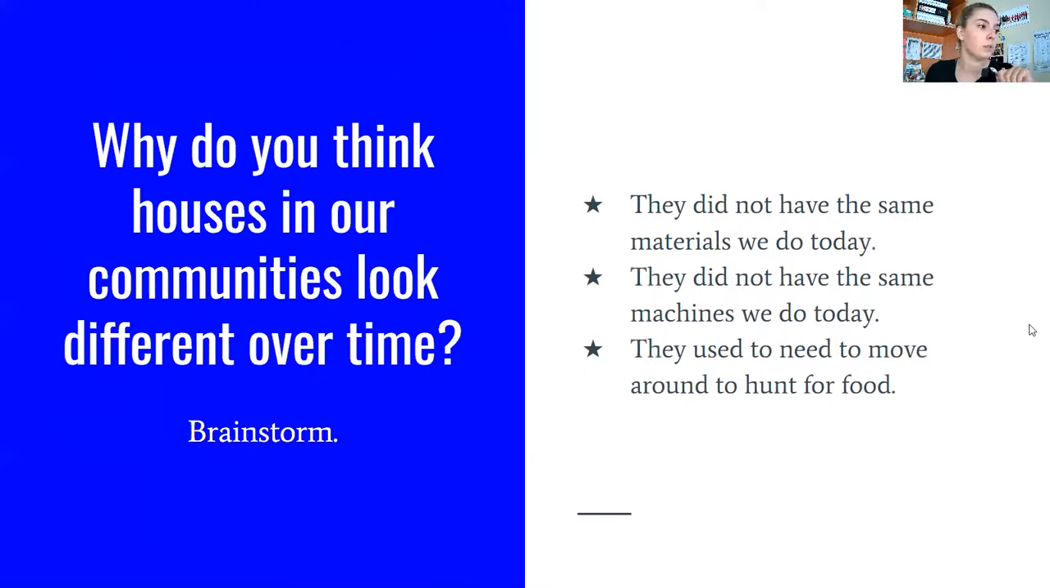They also used to need to move their homes around to hunt for food. Now when we need food, we're able to go to the grocery store and pick up all the food that we need. But back then, people had to hunt their own food or find their own food around them. So when they ran out of food in one area, they'd have to move to a new place. So they didn't want a house that was too secure in one place. They wanted to be able to move it around where they could go get food.